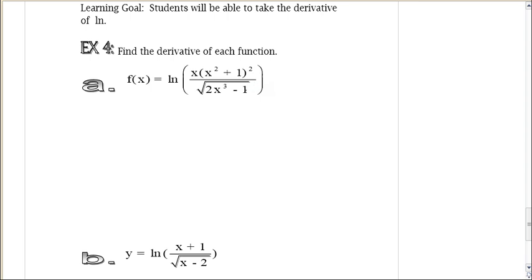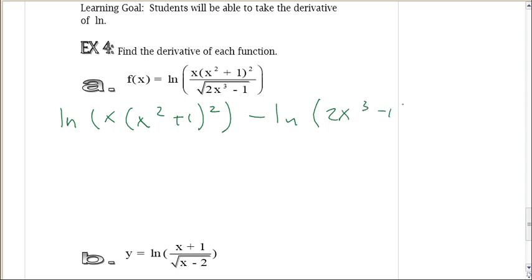Okay, on this one, it's a mess. What you want to do is use the properties of natural log to rewrite it and then take the derivative of each piece separately. That'll make it so much simpler. So let me rewrite this. You get ln of x times the quantity x squared plus 1 squared minus ln of the denominator, and I'm going to rewrite this as 2x cubed minus 1 to the 1/2 power. Okay, we're in good shape.